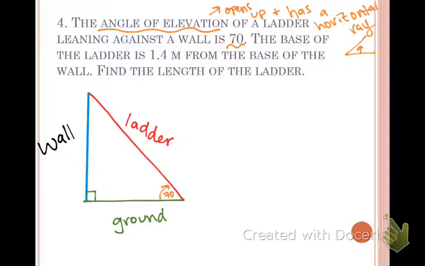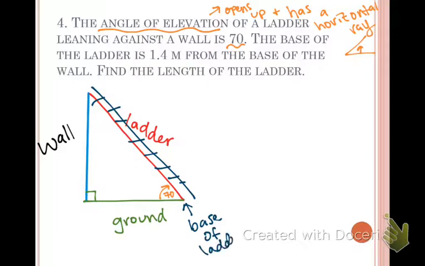The base of the ladder, where's the base of the ladder? The bottom, right? So here's the base of the ladder. It is 1.4 meters from the base of the wall. Where's the base of the wall? On the ground, right? So if that's the base of the ladder and that's the base of the wall, and there's 1.4 meters between them, where's my 1.4 going to go? The bottom on the ground. Meters.